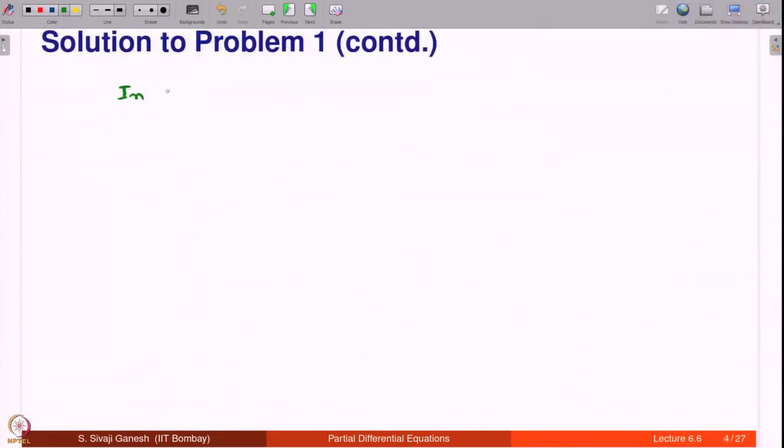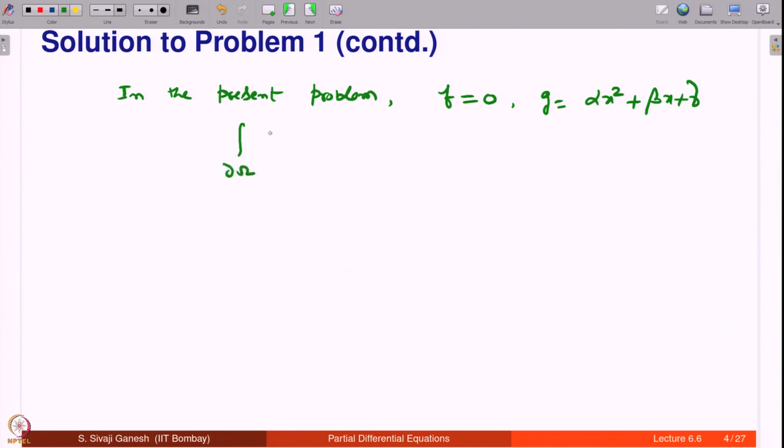So, in the present problem, f equal to 0 and g equal to alpha x square plus beta x plus gamma. So, if alpha, beta, gamma are such that the integral over the boundary of omega of alpha x square plus beta x plus gamma equal to 0 does not hold, then the given problem does not admit a solution in C2 of omega bar, but we are given that the boundary value problem has a solution u which is in C2 of omega bar. Therefore, this condition must be satisfied. So, let us compute this integral.